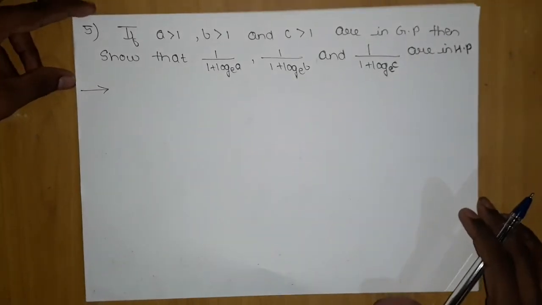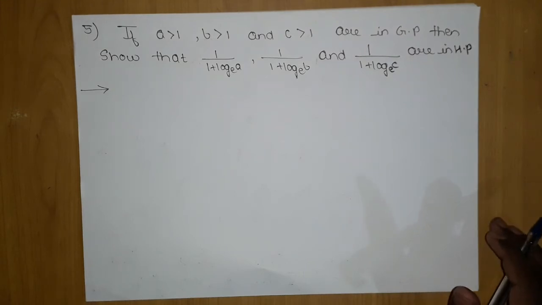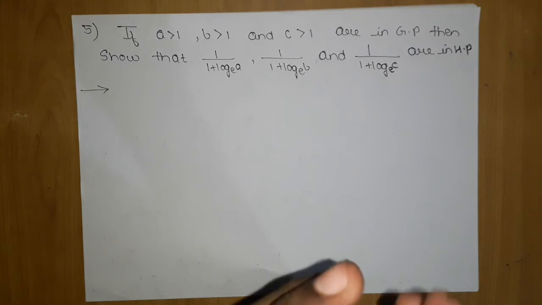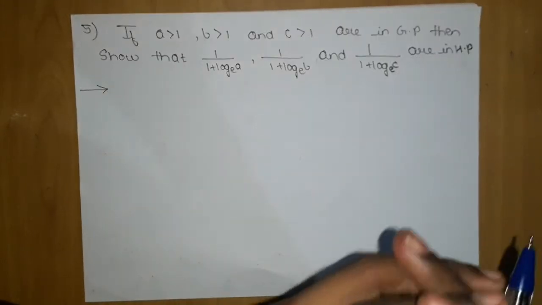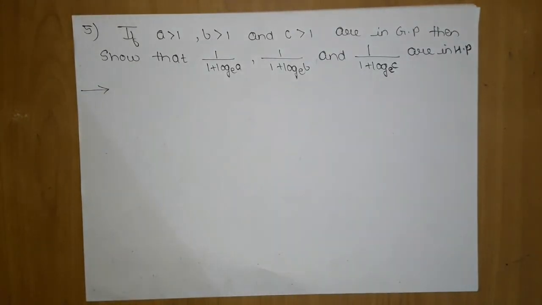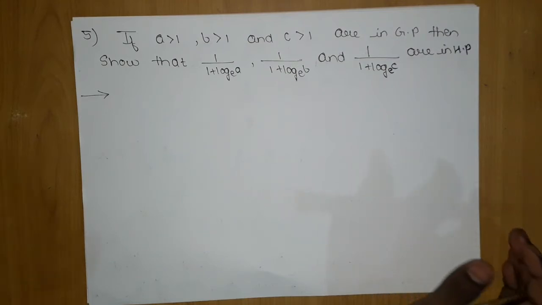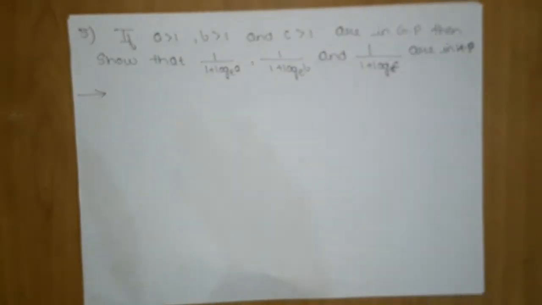The next one, which is the fifth one. It says: if a greater than 1, b greater than 1 and c greater than 1 are in GP, then show that 1 upon 1 plus log e a, 1 upon 1 plus log e b and 1 upon 1 plus log e c are in HP. I will tell you one more modified version of this question. But first we will do this, and in further lectures we will see that modified type of question. So don't worry, but I will tell you in this lecture only. Although you can easily understand, since it is a log, a, b, c should be greater than 1.